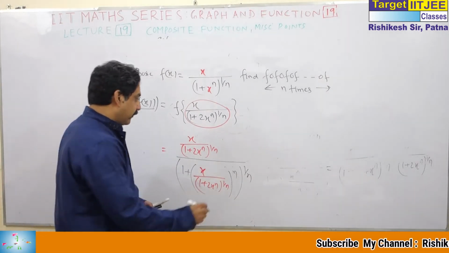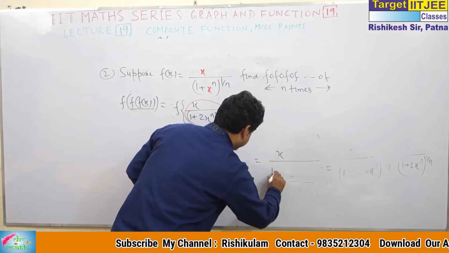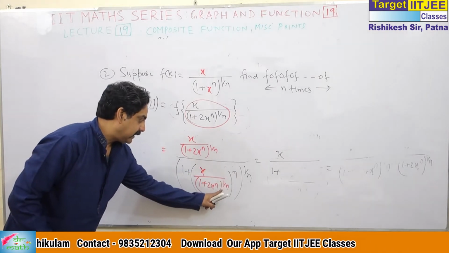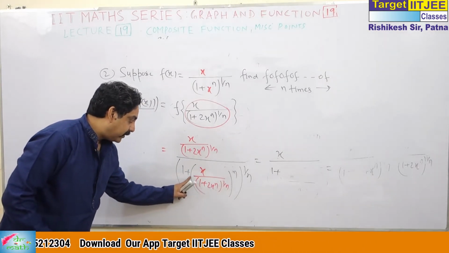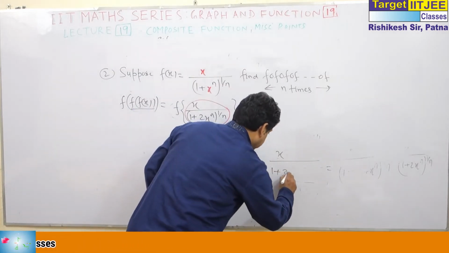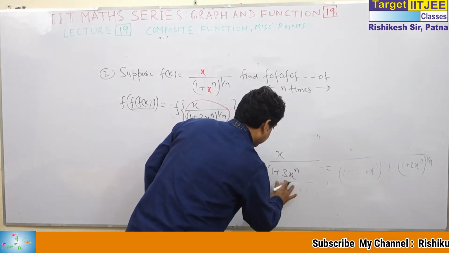Cancel and add. You will finally get this time what? x by, actually, you will get 1 plus. You can see this power n becomes here. This n and n cancel. When we add 1 plus 2x to the power n plus x to the power n, this is 1. 3x to the power what we get? 3x to the power n, to the power 1 by n.